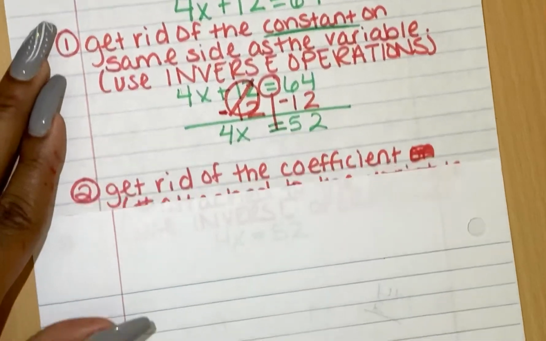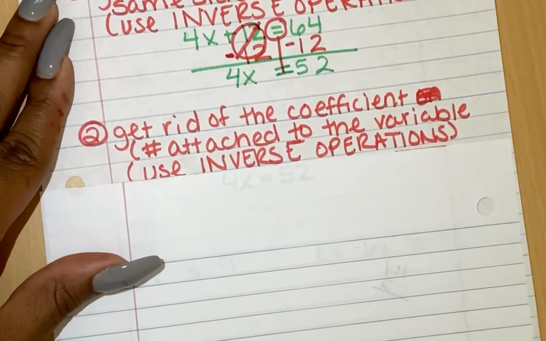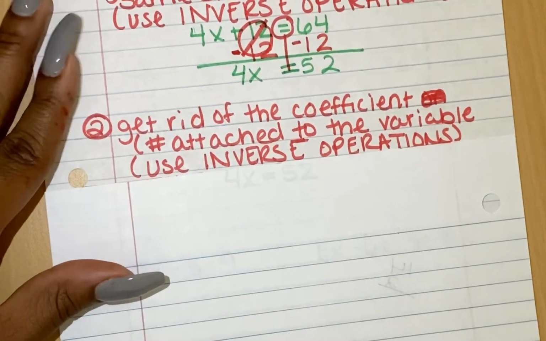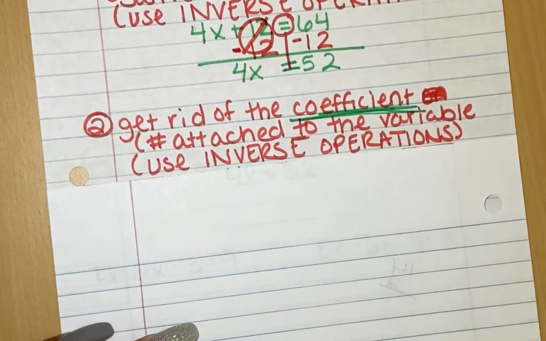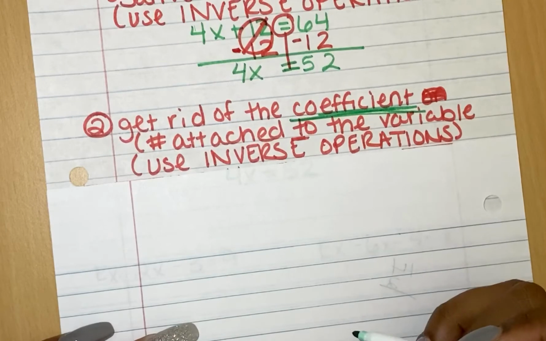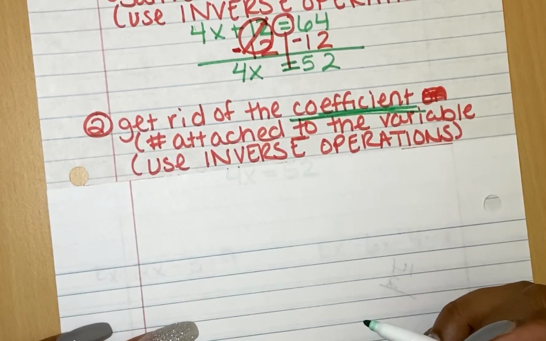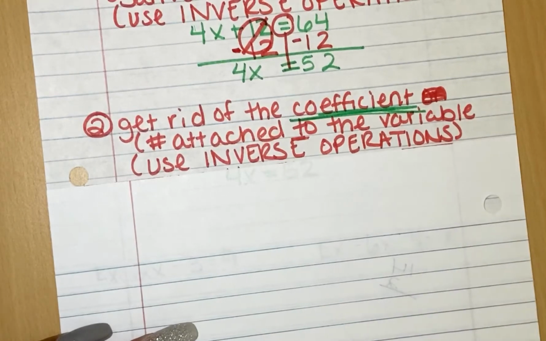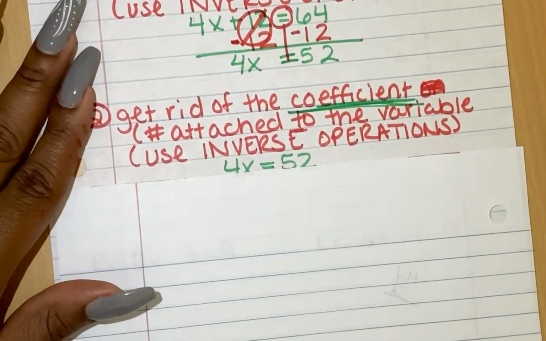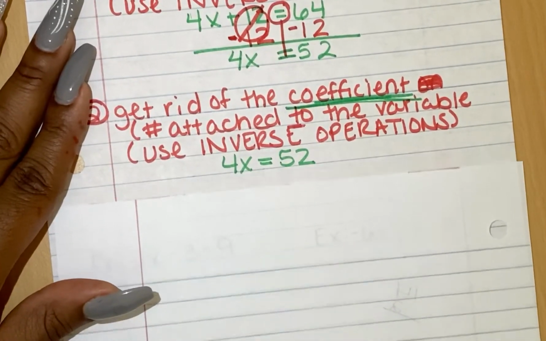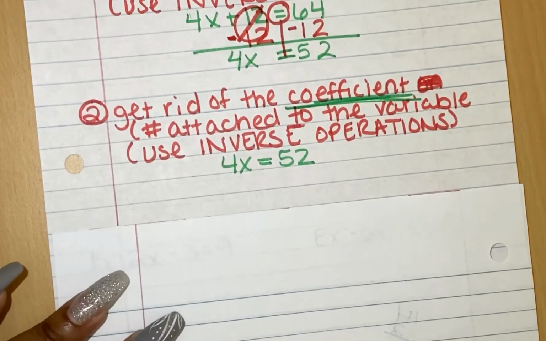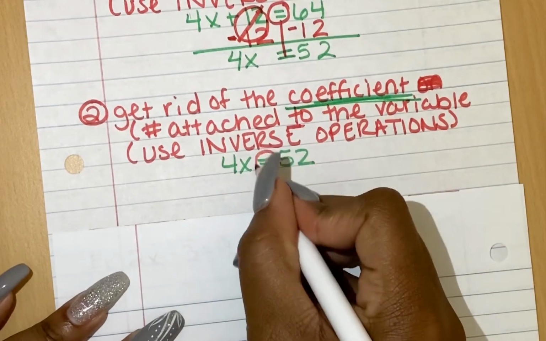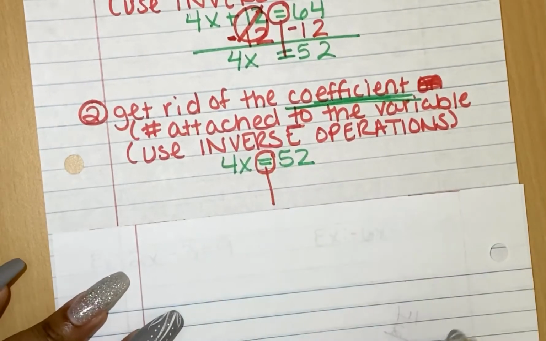Now, step two. We need to get rid of the coefficient, the number attached to the variable, okay? Need to get rid of the coefficient. That is the number attached to the variable. We are going to use inverse operations to do that. So from the previous step, we were left with 4x equals 52. Let's get rid of that coefficient. How? Well, first, I'm going to use the same strategy, lollipop.